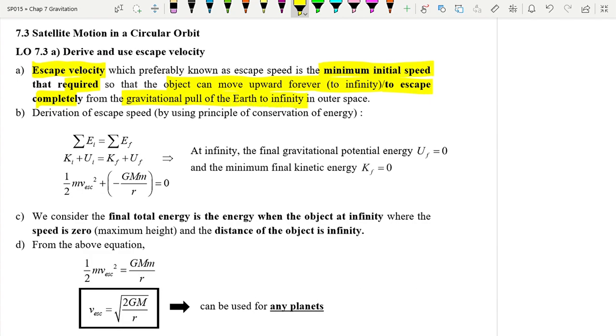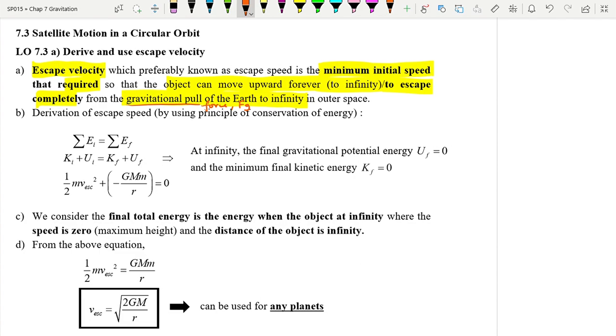Okay, so macam mana nak escape? Kita kena ada a certain value of velocity to escape from gravitational pull. Gravitational pull ni adalah gravitational force lah, yang kita gunakan dalam formula dalam first subtopic, iaitu dalam Newton's Law of Gravitation. Yang kita gunakan formula G(m)m/r². So kita perlukan this amount of minimum speed just to escape from the gravitational force.